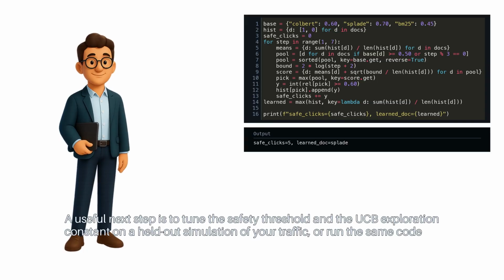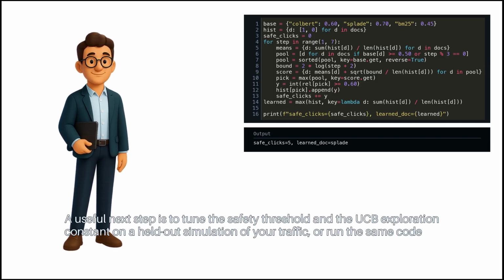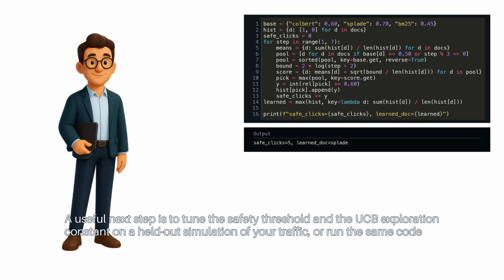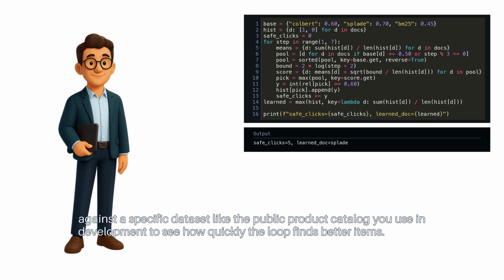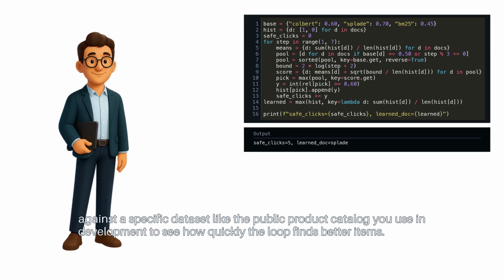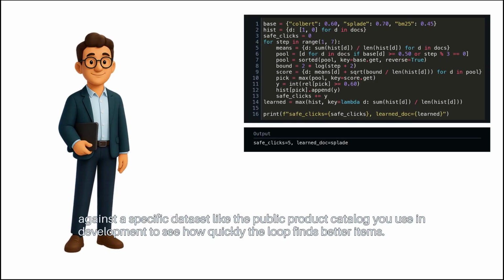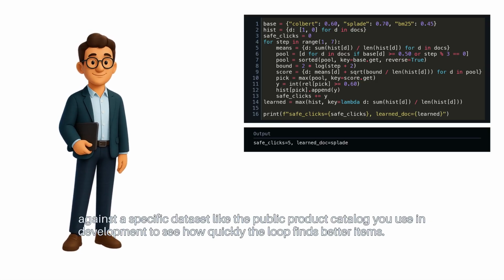A useful next step is to tune the safety threshold and the UCB exploration constant on a held-out simulation of your traffic. Or run the same code against a specific dataset like the public product catalog you use in development to see how quickly the loop finds better items.